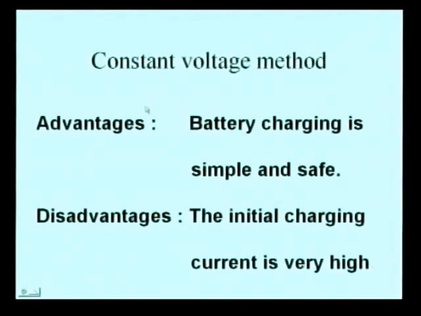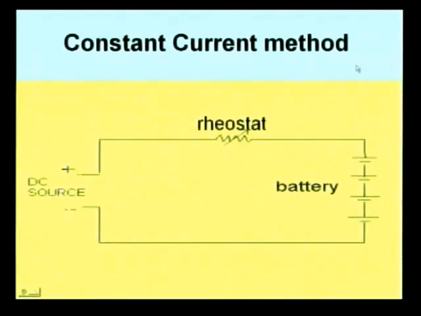Now we look into the advantages and the disadvantages of constant voltage method. The advantages of constant voltage method are: the battery charging is simple and safe, but the disadvantage is the initial charging current is very high. Now we will go into the next method, that is constant current method.